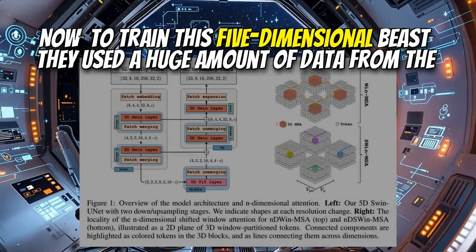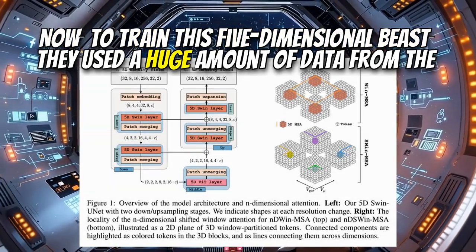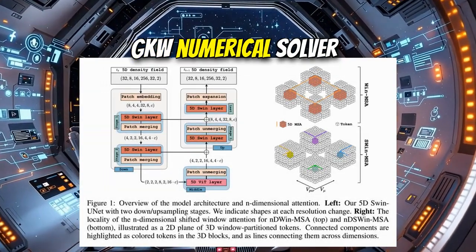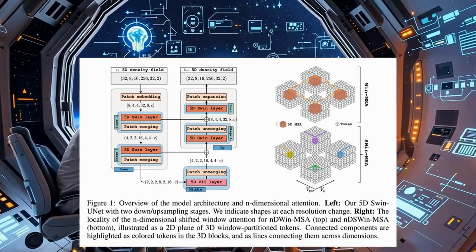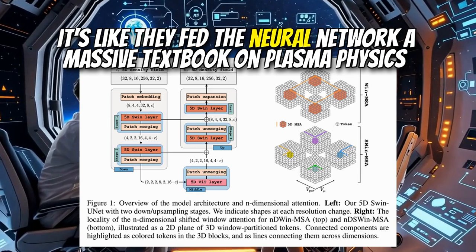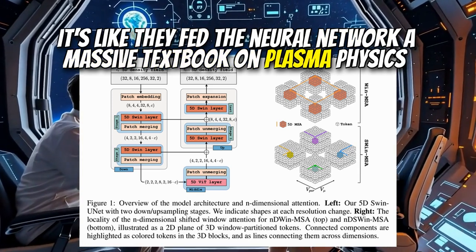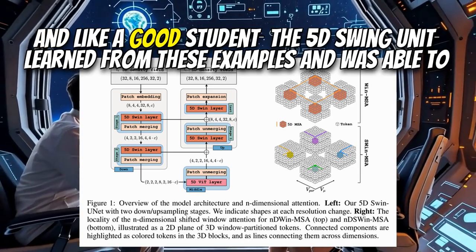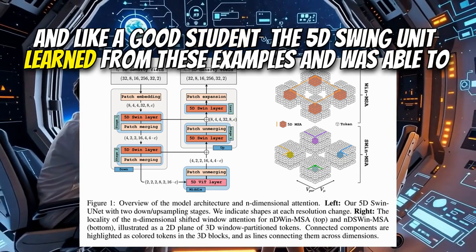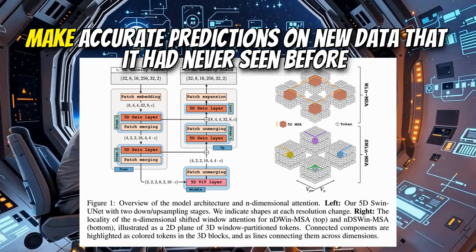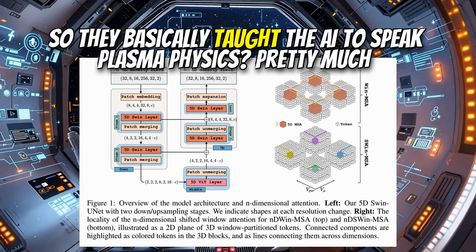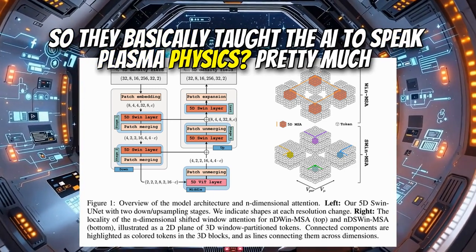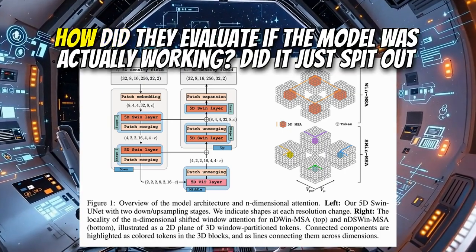Now, to train this 5-dimensional beast, they used a huge amount of data from the GKW numerical solver, a traditional code for simulating plasma turbulence. It's like they fed the neural network a massive textbook on plasma physics. And like a good student, the 5D SwinUNet learned from these examples and was able to make accurate predictions on new data that it had never seen before. So they basically taught the AI to speak plasma physics. Pretty much. That's fascinating. How did they evaluate?